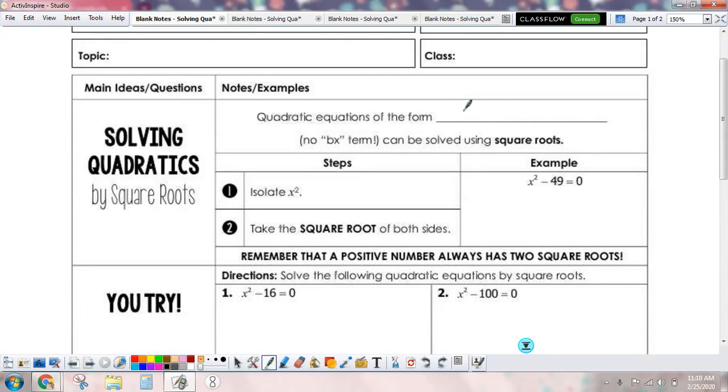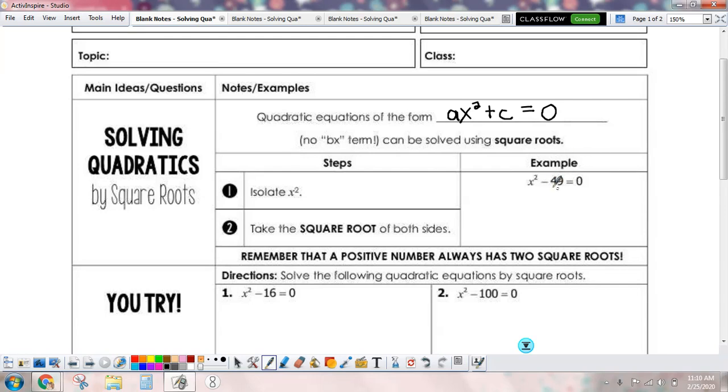x squared plus c equals 0. It doesn't have the bx term. Okay, it can be solved using square roots. So step 1 is to isolate our x squared. So we want to get our x squared term by itself.